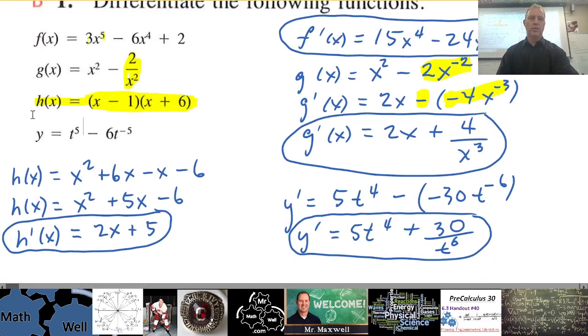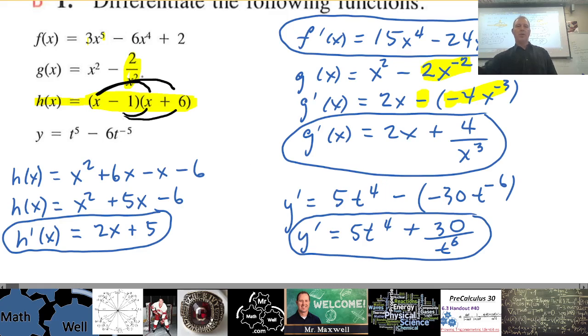So you guys know how to do this, obviously. X times x is x squared, plus 6x minus x minus 6. Combine those like terms. Now take the derivative of each individual term, and you get 2x plus 5 for that one. Anybody get that? Okay.